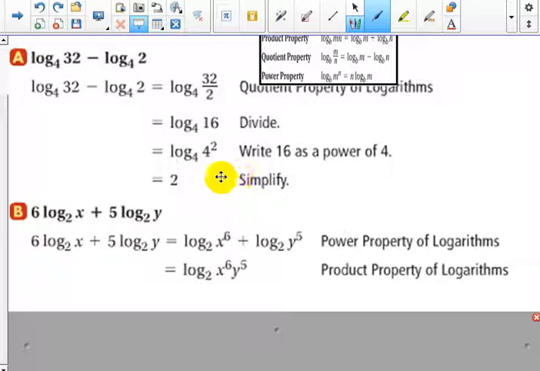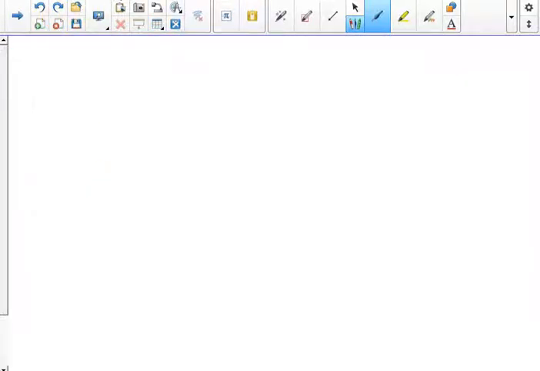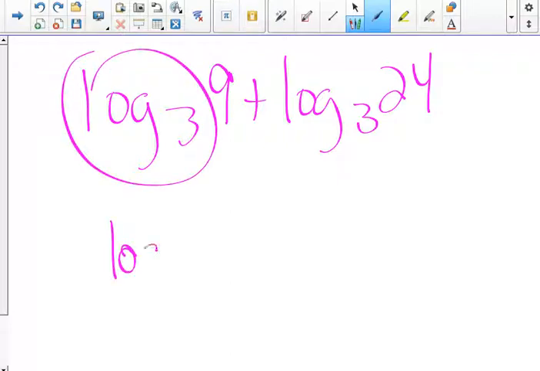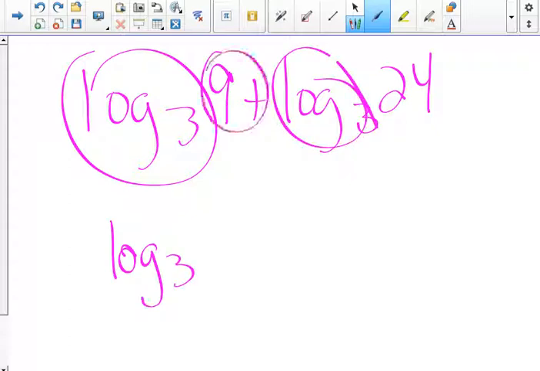Okay, look at problems 1 through 6. Let's look at the first one. You have log 3 of 9 plus log 3 of 24. So how can I rewrite this as a single logarithm? I'm going to keep my base of log 3, right? And how am I going to rewrite the 9 plus 24? What do we do with them?